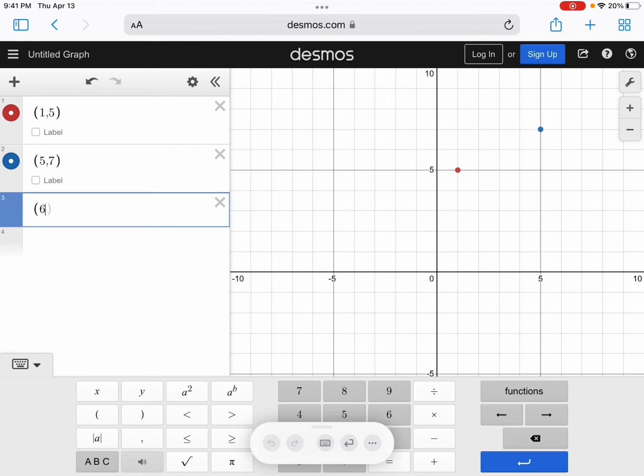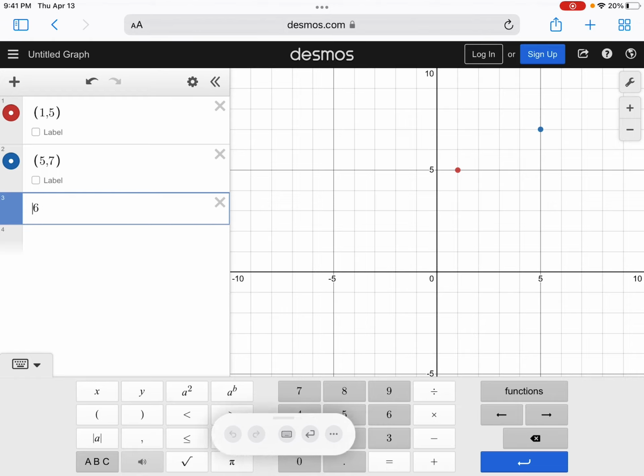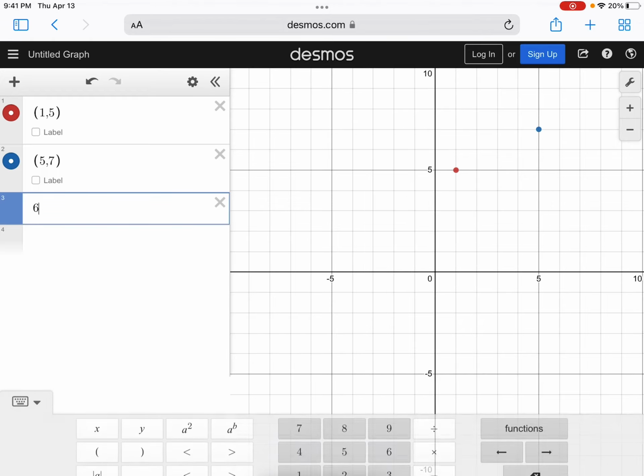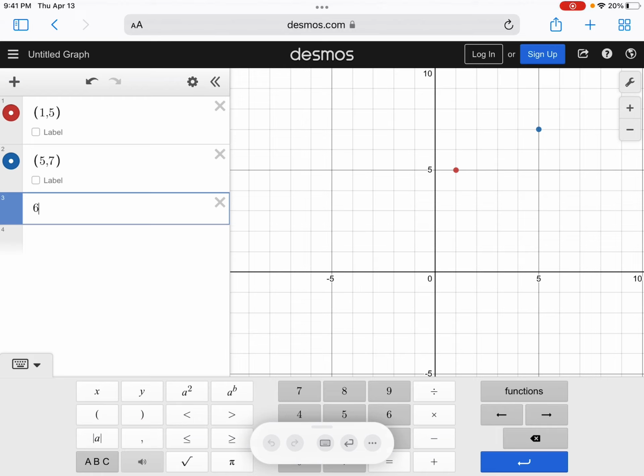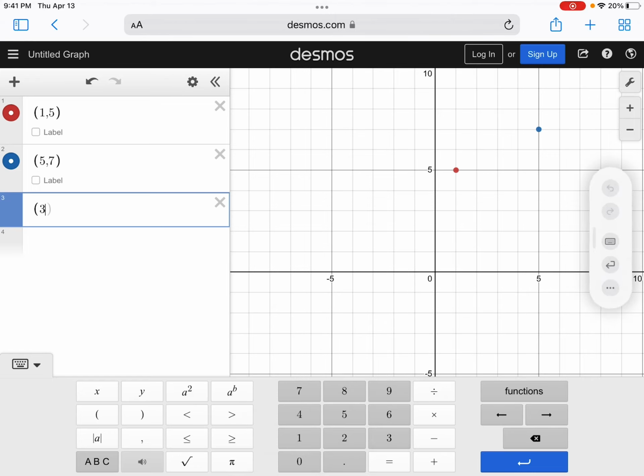If I can reach 3. Come on, give me. Move over. Move over, little guy. There you go. There you go. That's a good place for you.